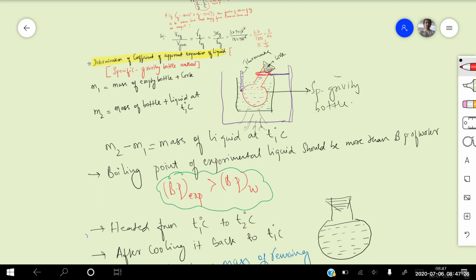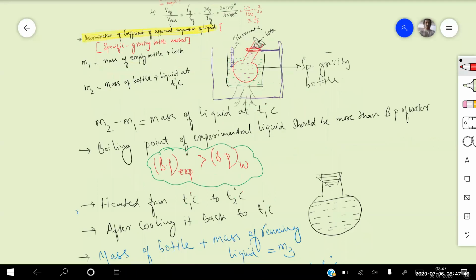Yes, sir. Is the board clear? Yes, sir. Actually, I'm using the smart tab. So for writing, if it is comfortable, then we'll go for this one. Otherwise, I'll try to go on the board only.